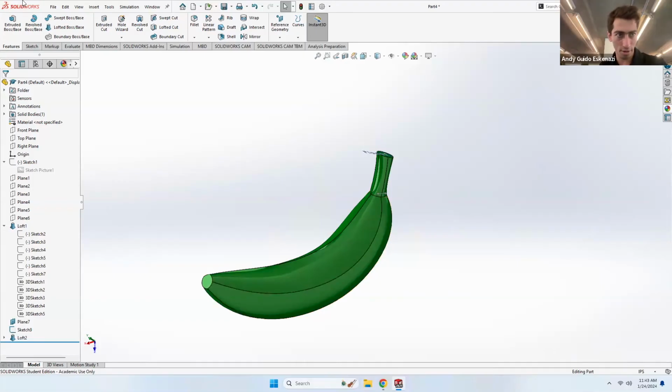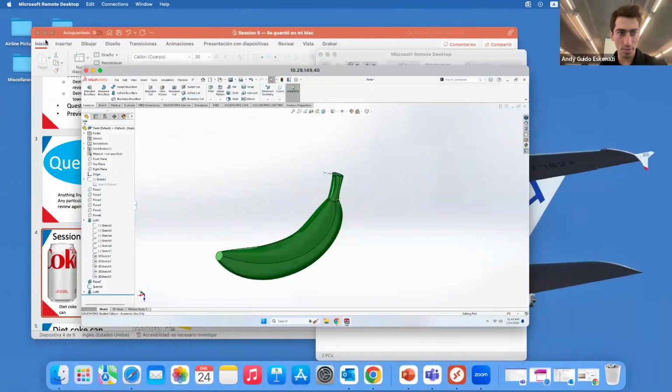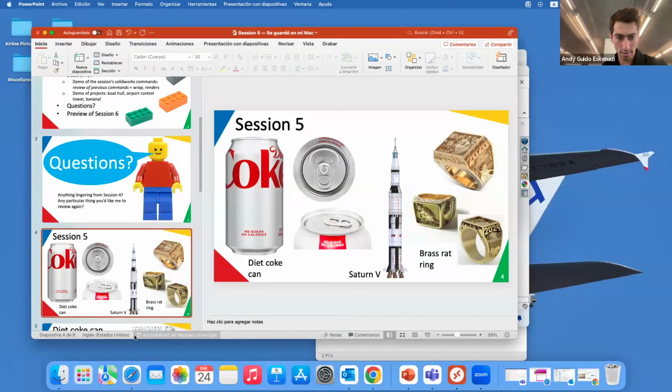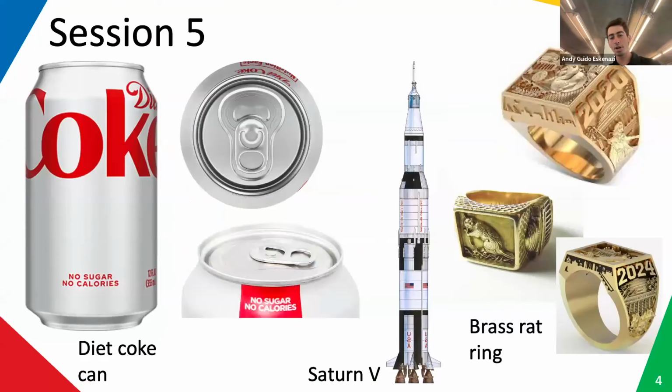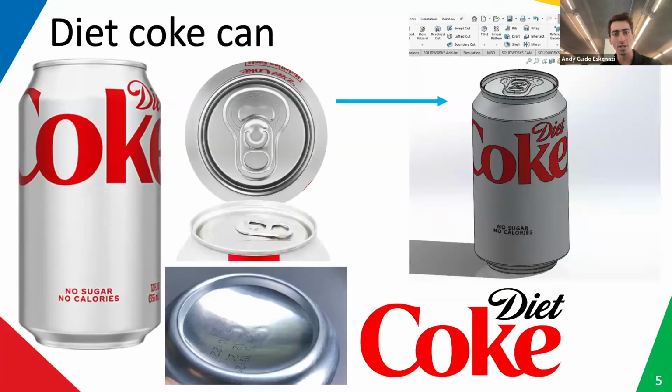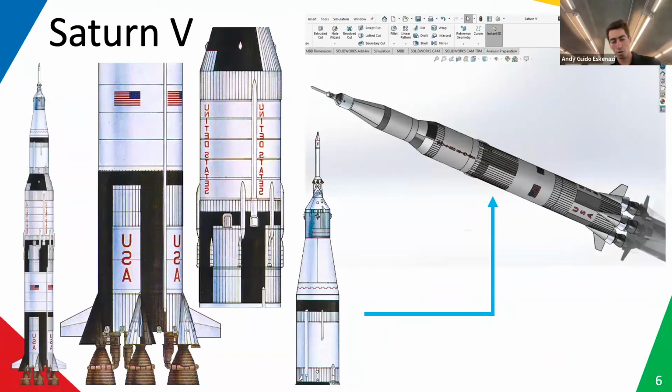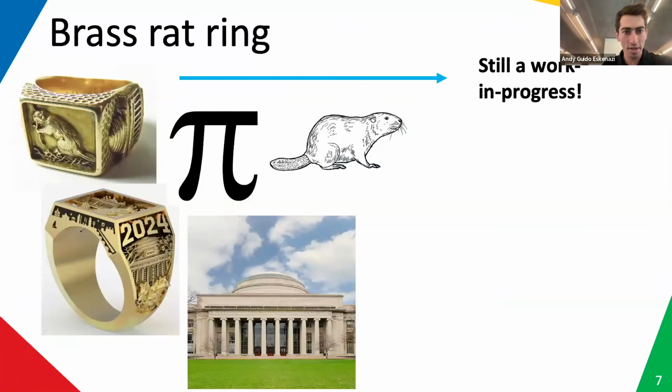Actually, before I stop sharing, just a couple of things left from here in the PowerPoint. Today we're gonna do the ring and the Coke. I think very decent progress. This is how I did it. You can find it on the website. The Saturn 5 is also on the website. Feel free to check it out. My own brush rod ring, I'm still working on it. I wish I had a model, but you know, too much stuff.